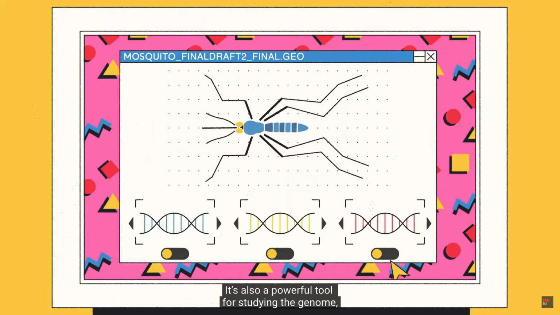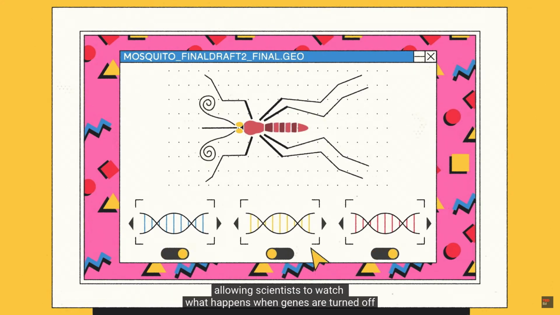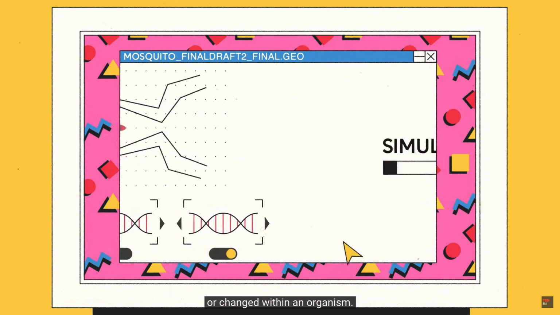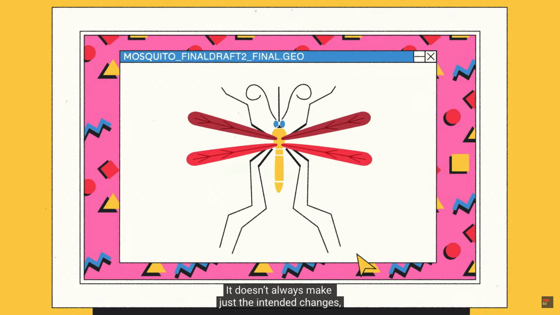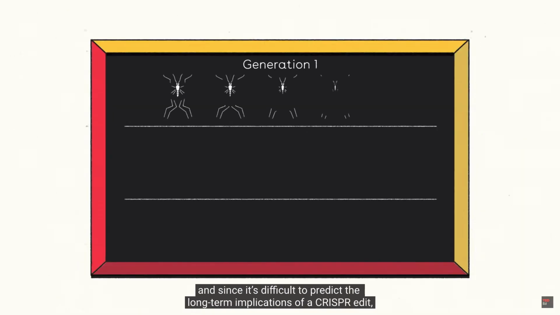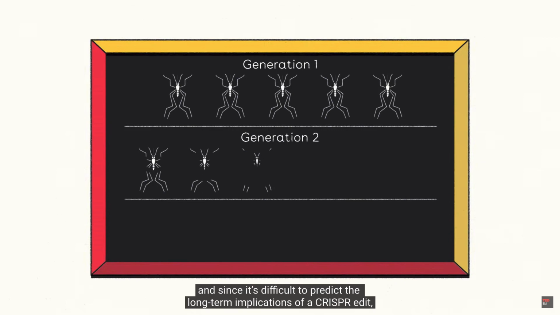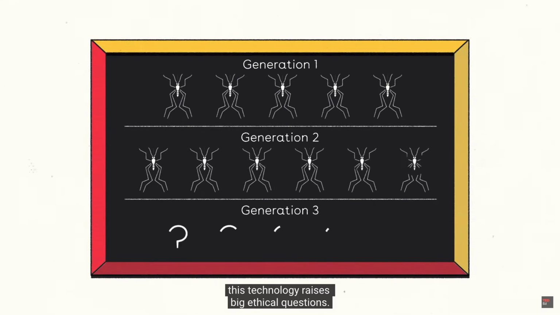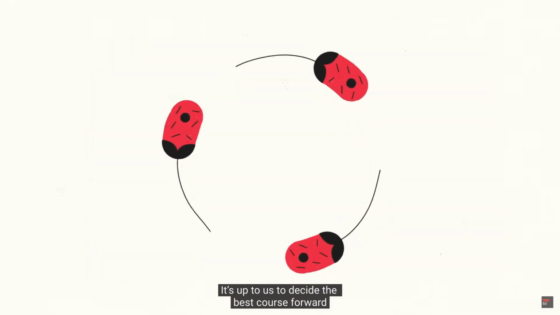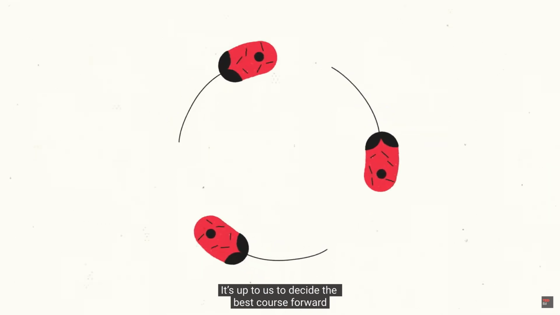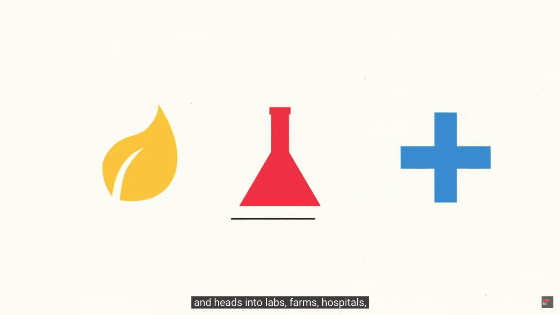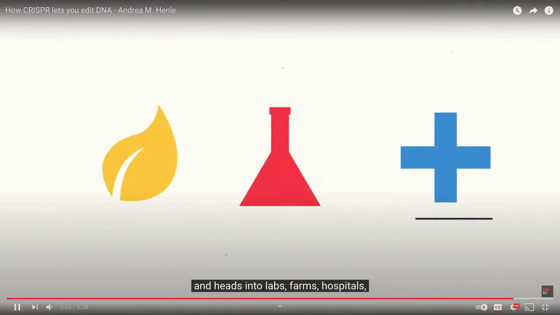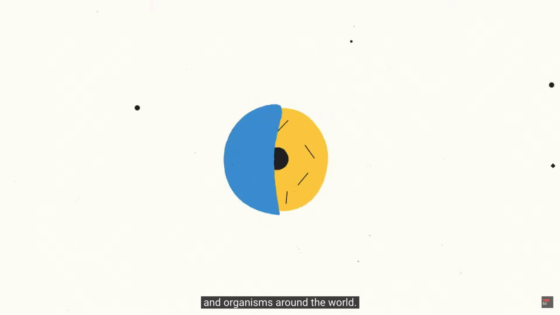It's also a powerful tool for studying the genome, allowing scientists to watch what happens when genes are turned off or changed within an organism. CRISPR isn't perfect yet. It doesn't always make just the intended changes. And since it's difficult to predict the long-term implications of a CRISPR edit, this technology raises big ethical questions. It's up to us to decide the best course forward as CRISPR leaves single-celled organisms behind and heads into labs, farms, hospitals, and organisms around the world.